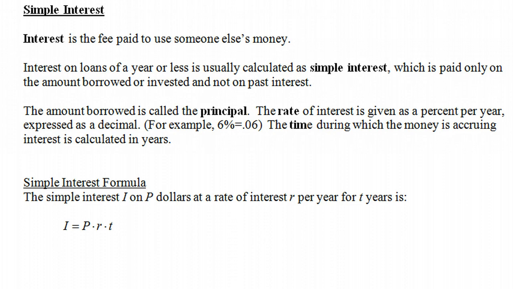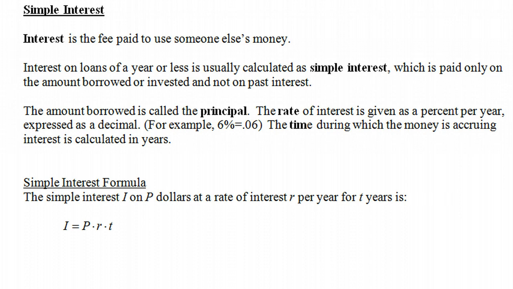Okay, interest on loans of a year or less is usually calculated as simple interest, which is paid only on the amount borrowed or invested and not on past interest. So in a future video, we will talk about compound interest. That's where interest is paid on top of other interest. Okay, but in this video, we'll just talk about simple interest.